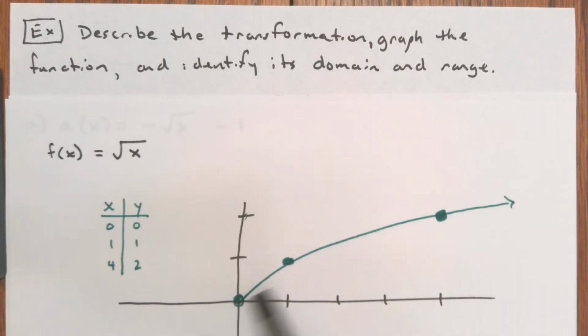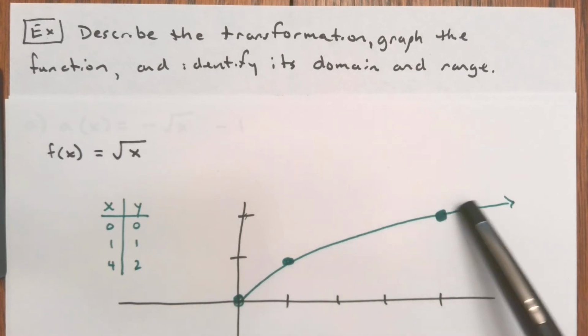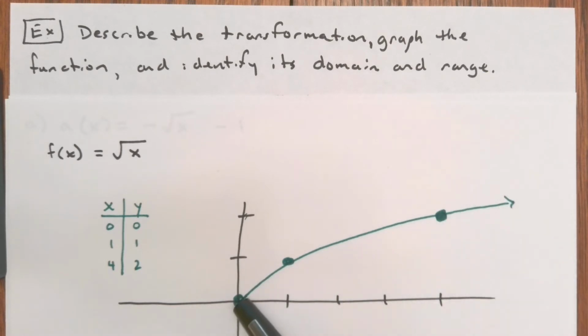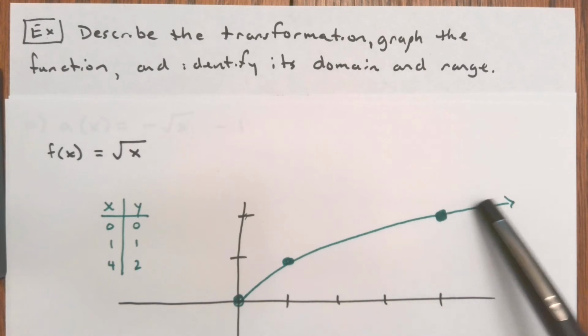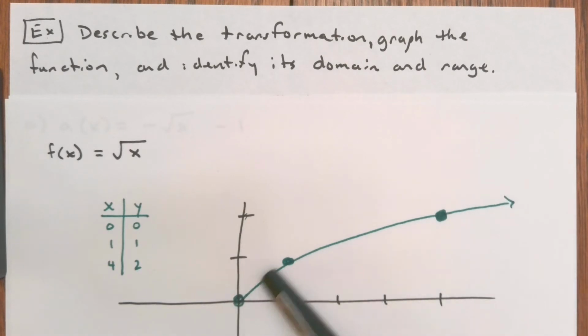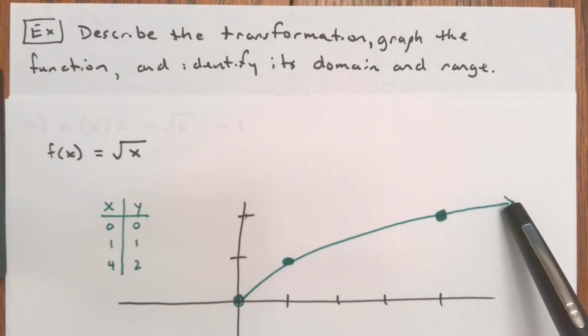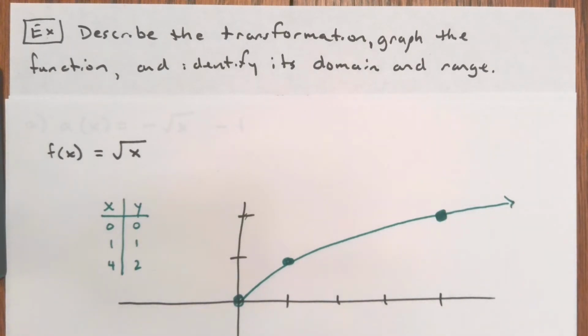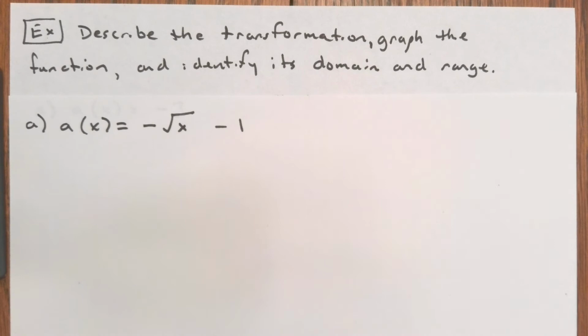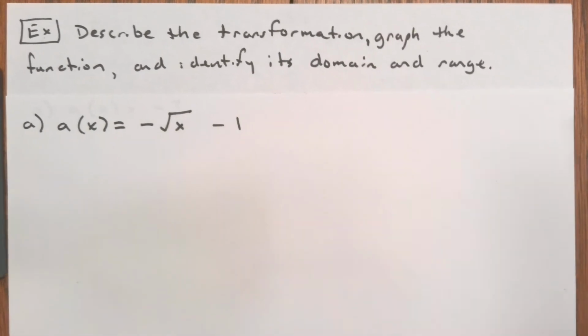And then from there, we could draw in the shape of our graph. It starts here at 0, 0 and has kind of this gentle curve. As this goes to the right, it will continue to go upward. It starts out kind of steep, and then as we go to the right, it gets less and less steep. So with that in mind, we should be able to compare that to this equation, identify our transformations, and do our graph.